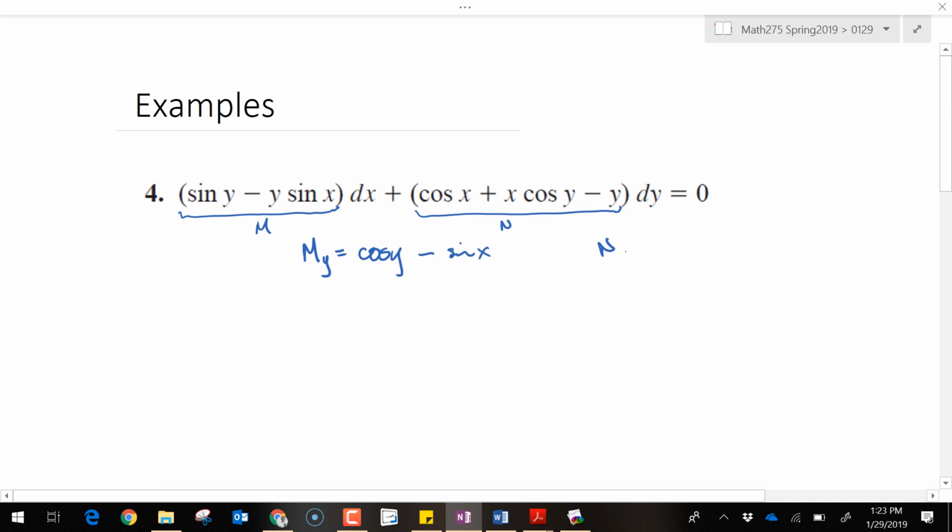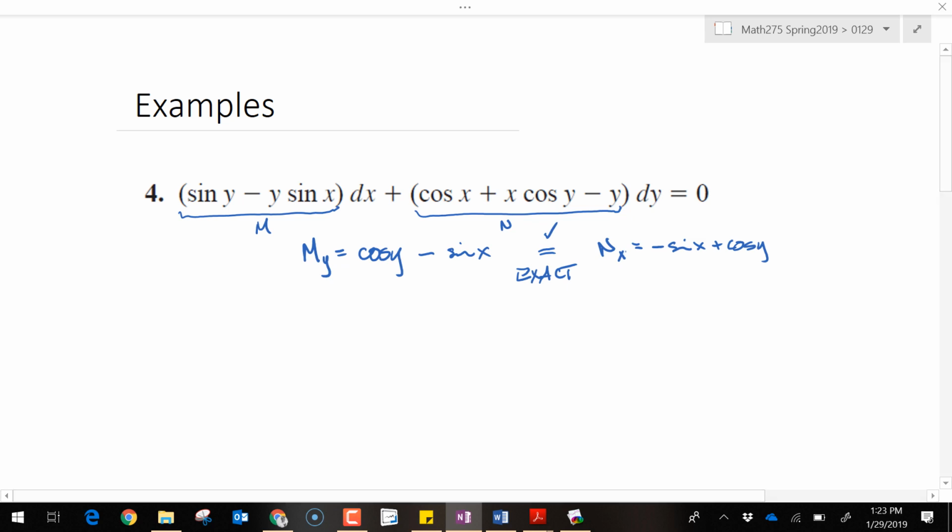Now we want to take the derivative of the other function next to the dy, with respect to x. What's the derivative of cosine? Negative sine x. And the derivative of x is 1, and then so we just have a cosine y. And the derivative of y is 0. Are they equal? So they are equal to each other, and so therefore they are exact. This is an exact differential equation.